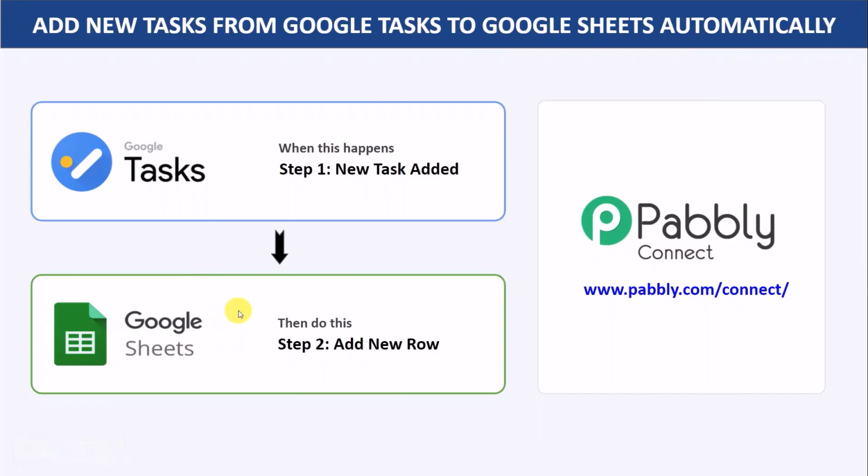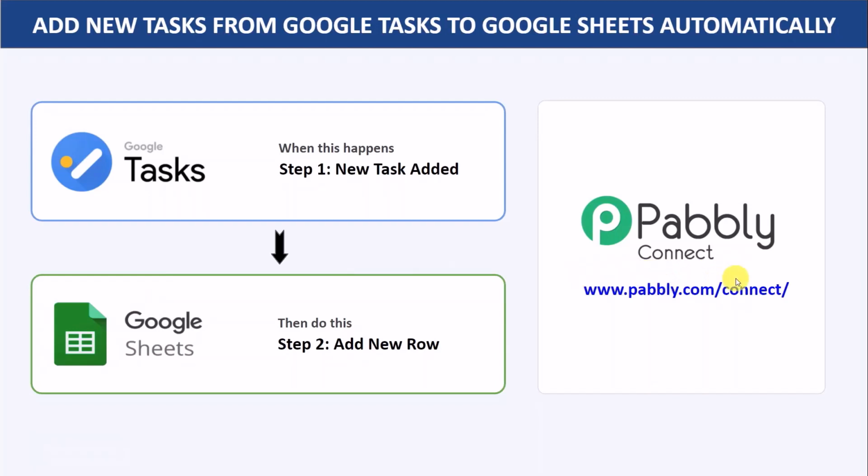In my use case, whenever a new task is added in Google Task, it should automatically get updated on my Google Sheets. But here, the problem is that there is no direct connection between Google Task and Google Sheets. So how will the data be transferred between these two software applications? For this, we are going to use a third-party software, that is Pabbly Connect.